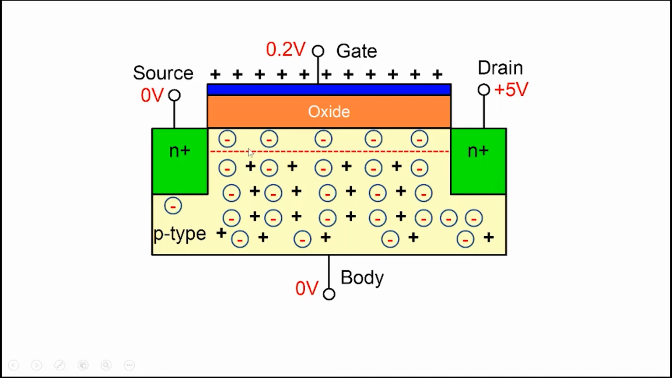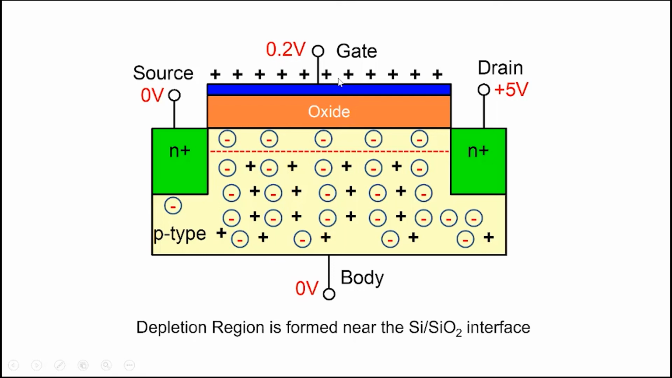So 0.2 volt, and this is a simplified view. It doesn't mean all the holes have been pushed away, but just shows that a lot of holes have been pushed away from the surface, and positive charge has been put at the gate here. So a depletion region is formed here.